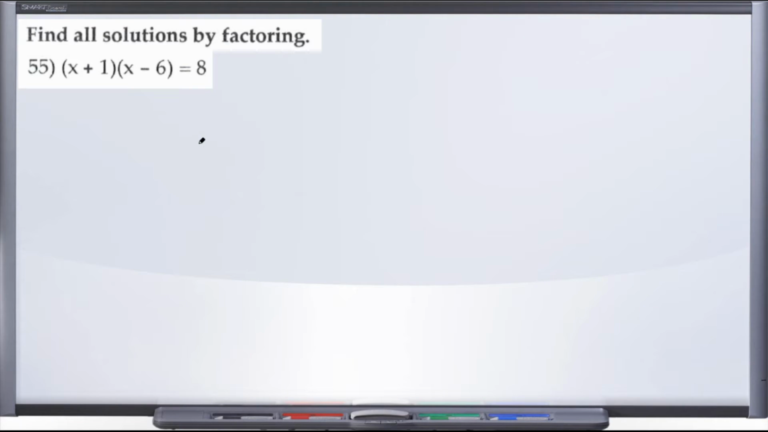All right, let's see what we got here. I think I might have said on question 54 that 54 was the last question before word problems, but I just moved to the next slide and 55 showed up, so we're not quite finished yet.